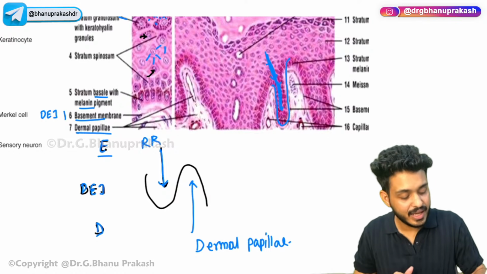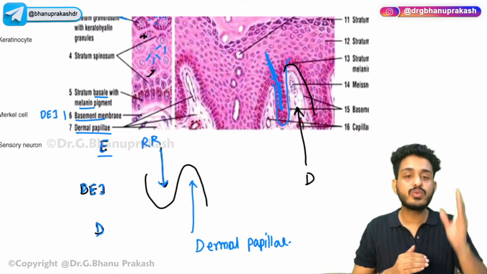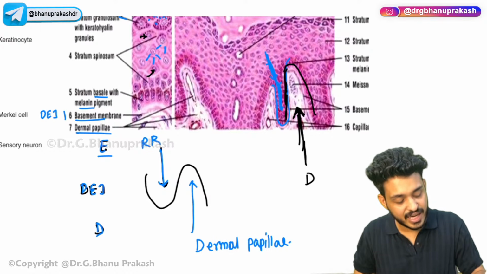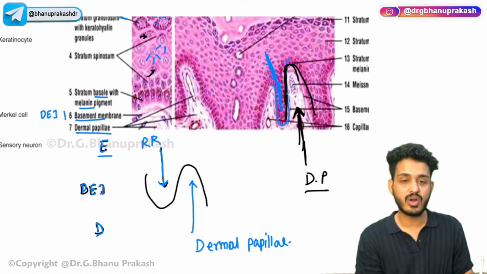Okay, try to understand. This part will be dermis, and it is trying to go into the epidermis. This part is dermis. Look here, these are the cells of the dermis. So this is trying to go into the epidermis. This is known as the dermal papilla.